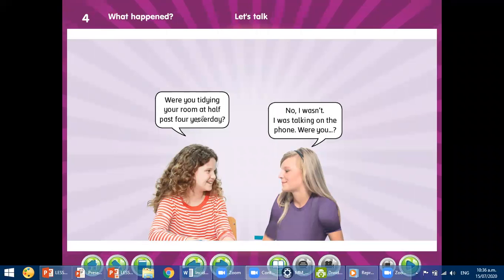Okay. Almendra and Imanol, please, practice, okay? I'm going to listen. Were you tidying your room at 3 o'clock yesterday? No, I wasn't. Now your question. Were you tidying your room at 5:30 yesterday morning? No, I wasn't. I was reading a comic book. Very good, very good. Continue practicing, please, okay?